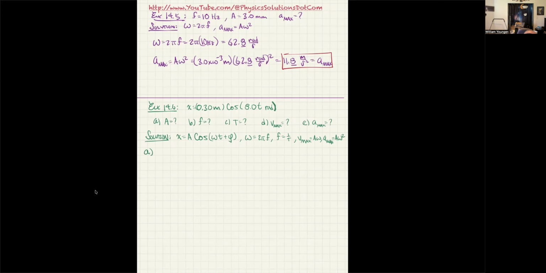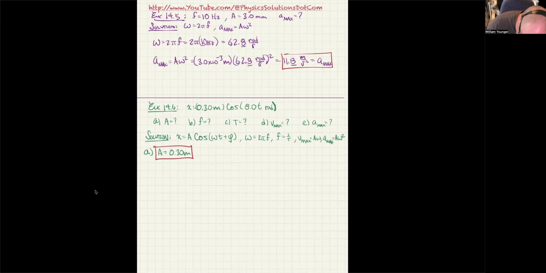So A, for starters, we're going to calculate the amplitude, and we don't even have to calculate it. We just have to write it down at 0.30 meters. That's our amplitude, and that's just from matching the function that is supposed to be the simple harmonic motion equation, where we just match that with the form of it, which is A cosine omega t.